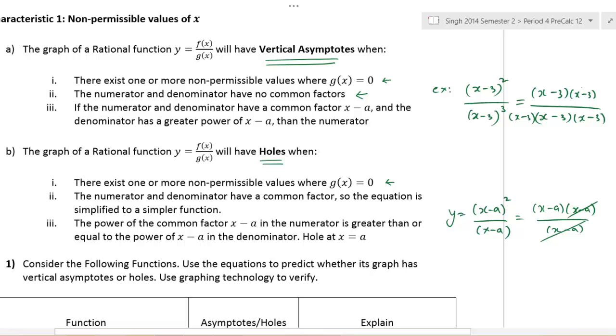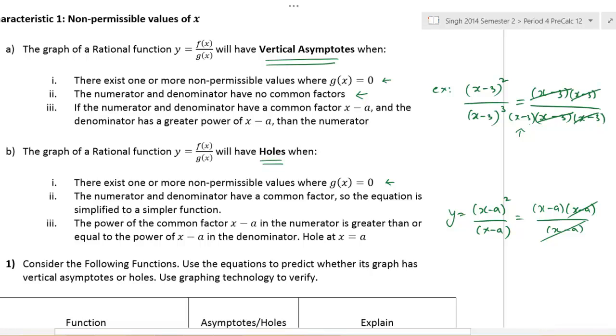And what's going to happen is these are going to cross off. Let's say there's a hole there. These are going to cross off. Let's say there's a hole there. Still, one factor is going to be remaining at the bottom. So now we have a criterion where there's a hole at 3, but because that part is left at the bottom, there's also an asymptote at x equals 3.